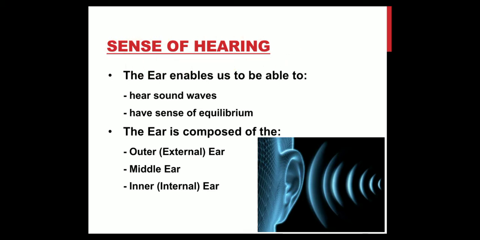The ear enables us to hear sound waves and have a sense of equilibrium. Guys, these are the major functions of the human ear. The ear is composed of the outer external ear, middle ear and inner internal ear, and we are going to discuss these parts one by one in detail.